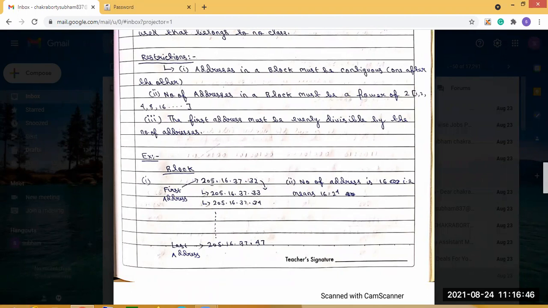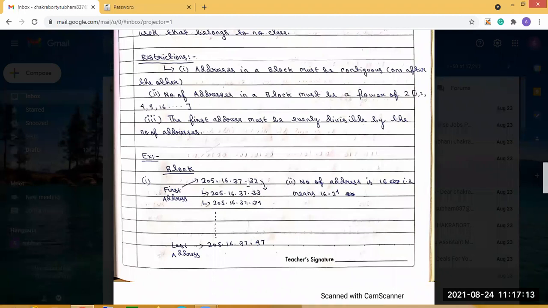So here, normally an address is given. And in this block, a number of addresses can be present, but the addresses come one after another. That means the addresses will be contiguous. So let's say the first address that is present in the block is 205.16.37.32. This is the first address.